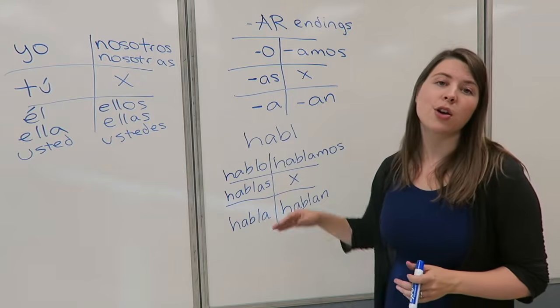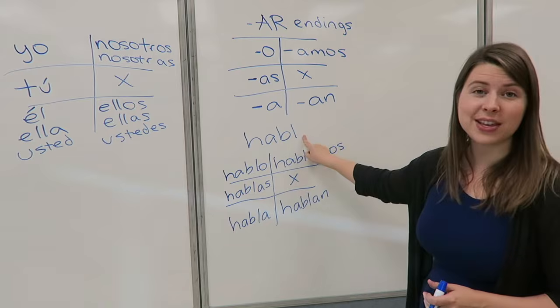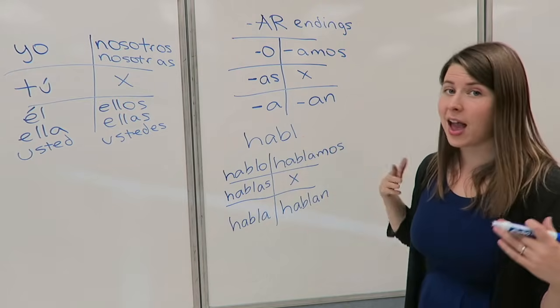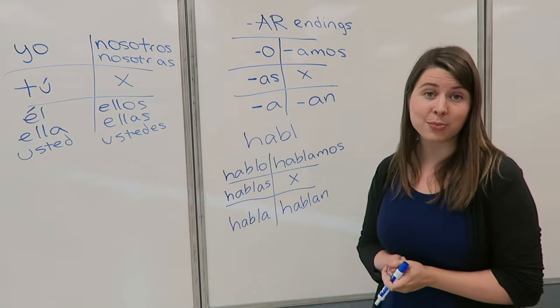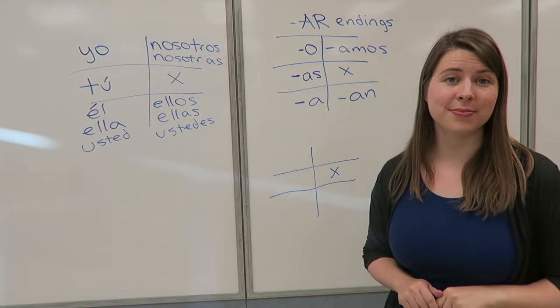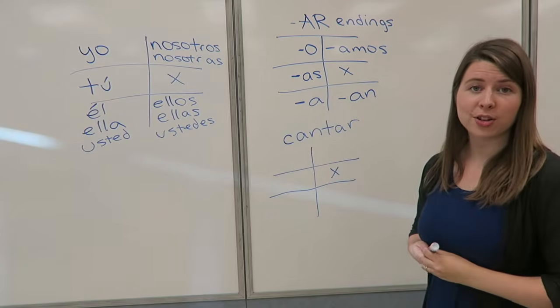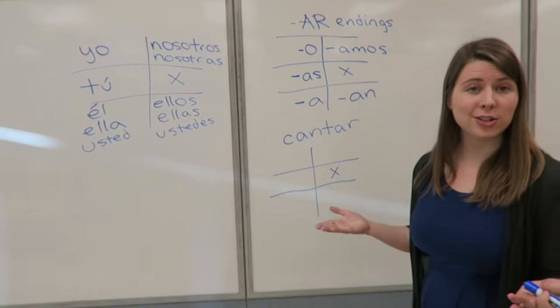These endings here were made simply from adding the ending to the stem of the word. And any regular AR verb that's in present tense will follow the same format. How about we do another verb to practice? How about cantar? Our verb is cantar. What's the first step we're going to do?